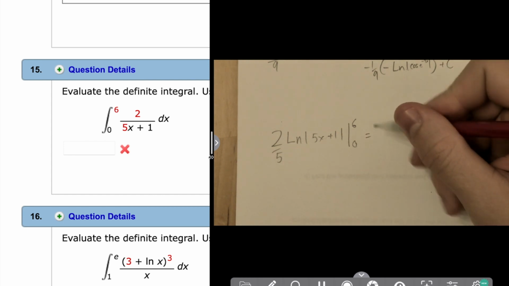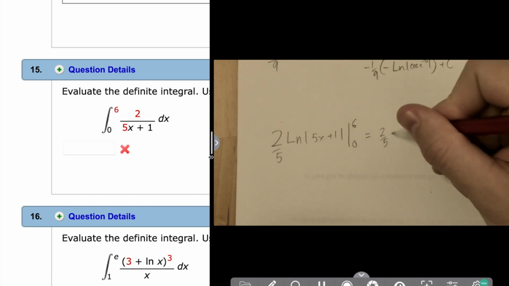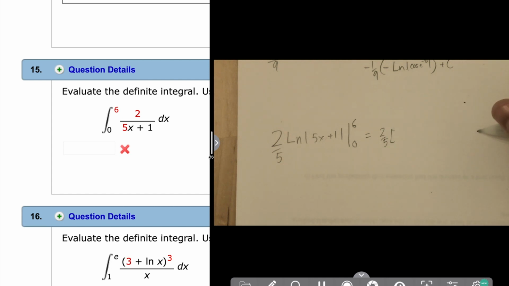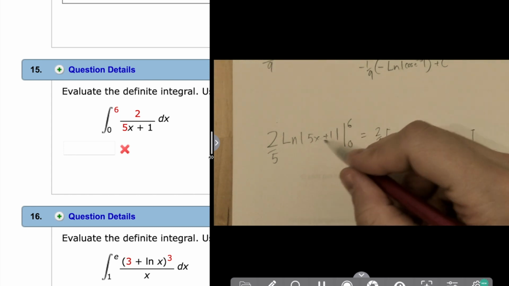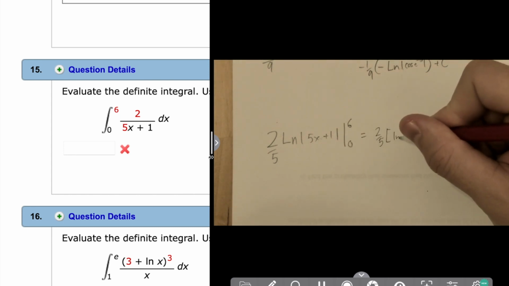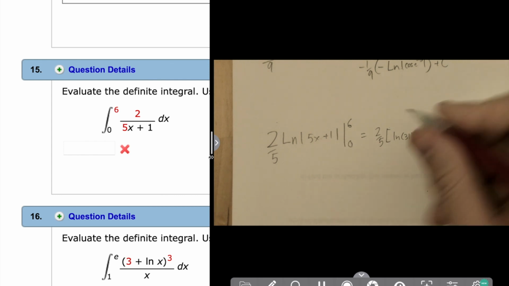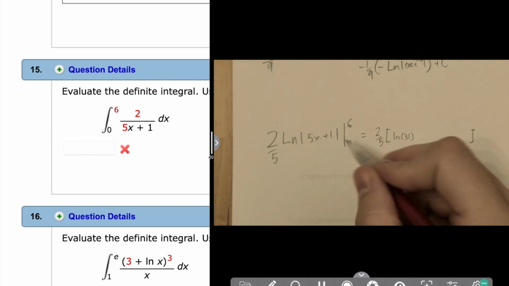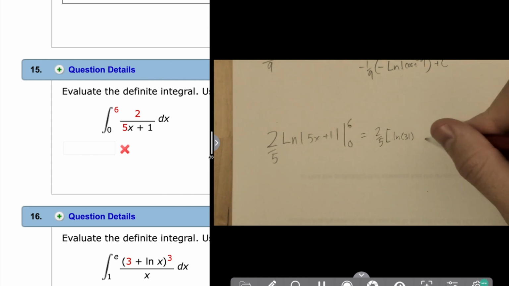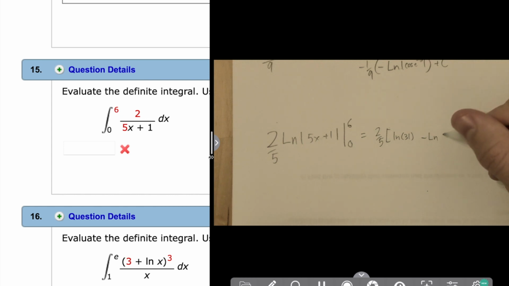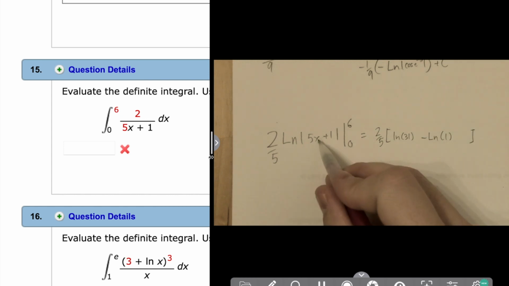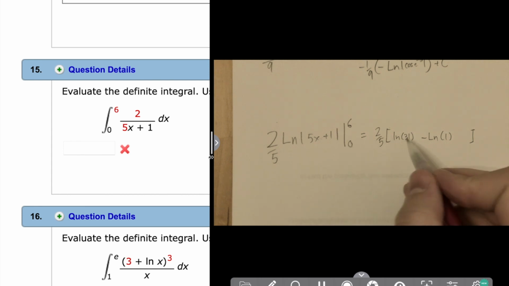So what do I get? Well, I'm going to have that 2/5, and I'll just let that multiply to whatever I get from both terms later. When I plug in 6, that's going to be ln of 31. Now I don't need absolute values because I already verified that that is positive. And when I plug in 0, I get, well, minus ln of 1, because 5 times 0 is 0, but there's still a plus 1.